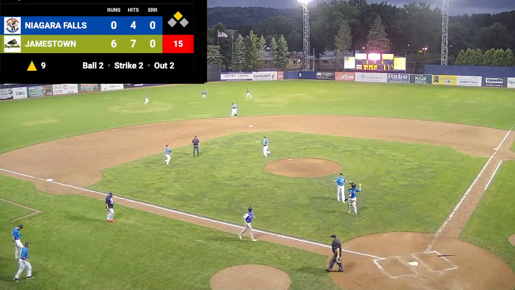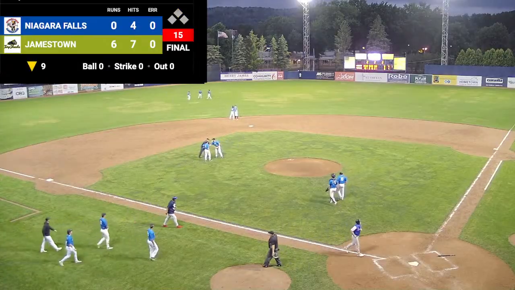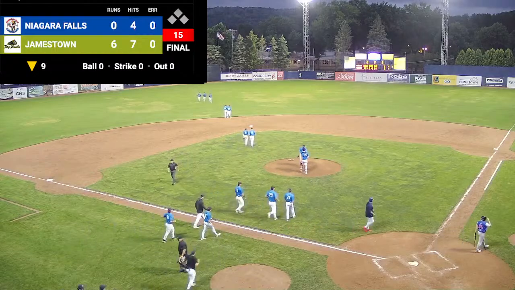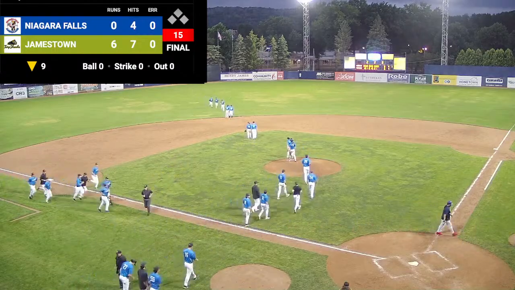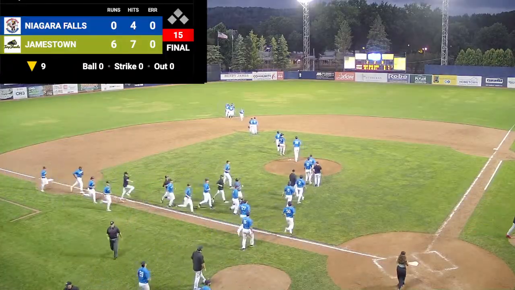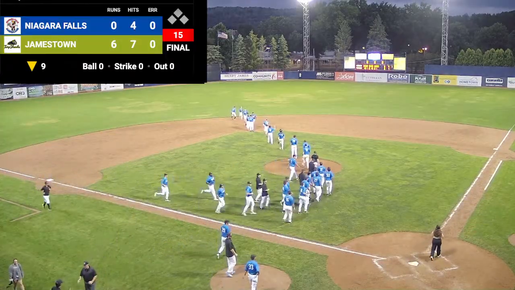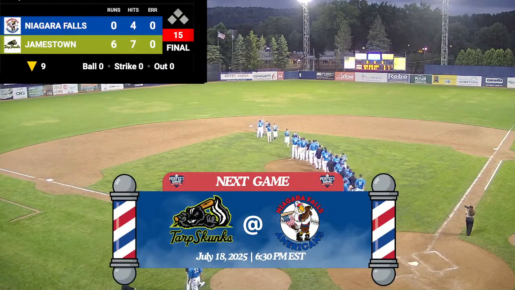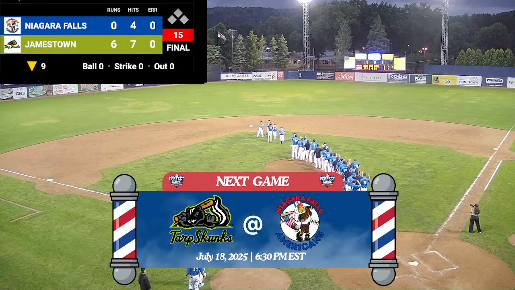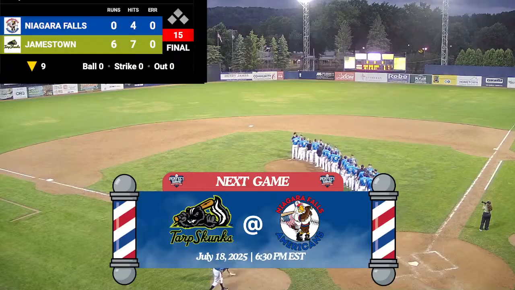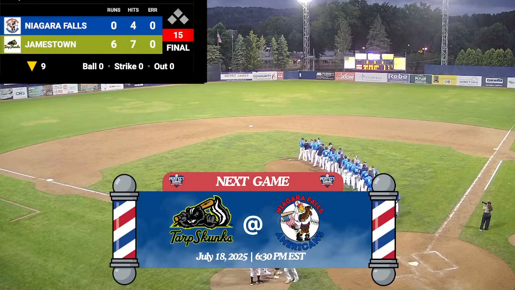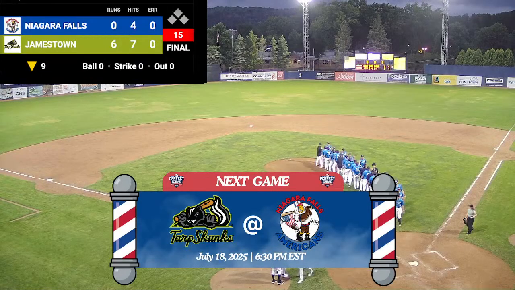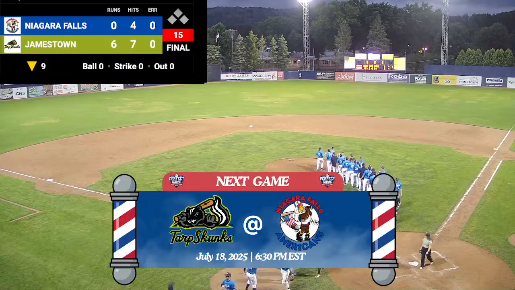The Tarp Skunks have clinched the playoff tiebreaker over the Americans. They win this game 6-0. But the Americans are not dead yet this season and still in the fight for a home playoff game. Their next game will be tomorrow night against Jamestown in the series finale. 6:30 first pitch. Americans looking to avoid the sweep. And the Skunks, meaning that if the Americans can finish their regular season at a better rate than Jamestown does following tomorrow's game, they would get that second seed anyways.